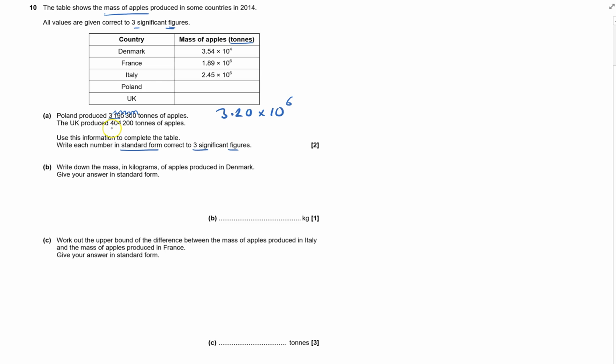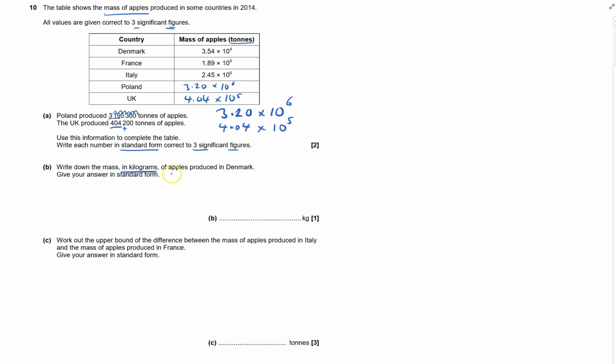This one here, UK, is much easier because the next number is not a 5 or bigger, so it's just 404. So write down 404, but it's standard form, so it's got to be a number between 1 and 10, so that'll be 4.04. It'll be times by 10 to the power of, and it's got to go 1, 2, 3, 4, 5 places. So that'll be 3.20 times 10 to the power 6, and that'll be 4.04 times 10 to the power 5.